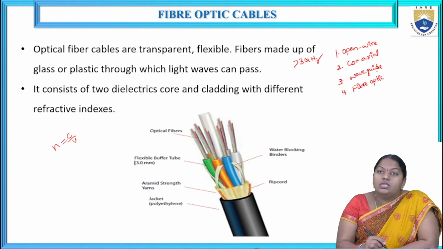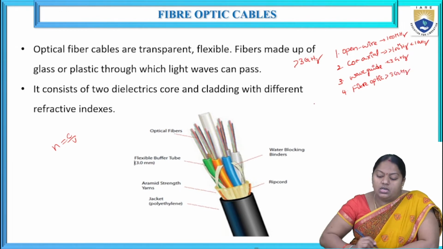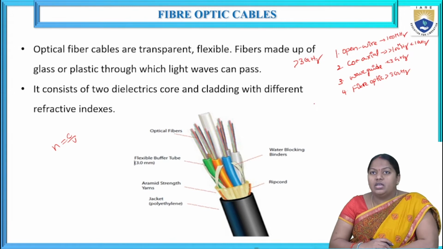Fiber optic cables. So in the open wire type we can transmit signals up to 100 megahertz, and in the coaxial cable, more than 100 megahertz to less than 1 gigahertz. In waveguides, more than 1 gigahertz up to 3 gigahertz, the signals are transmitted through waveguides, and more than 3 gigahertz signals are transmitted through fiber optic cables.